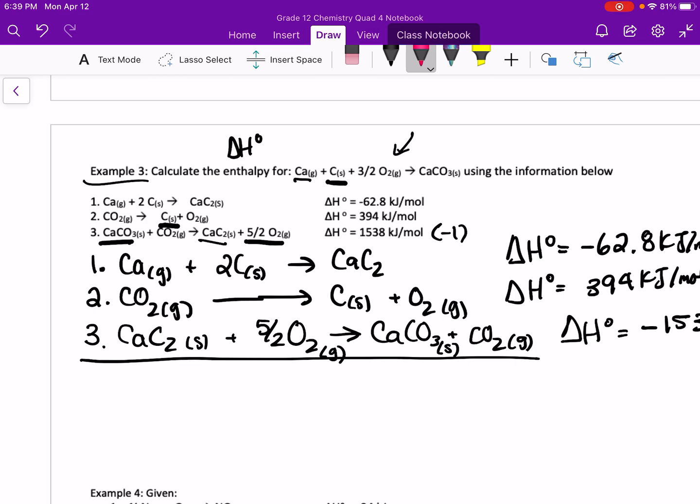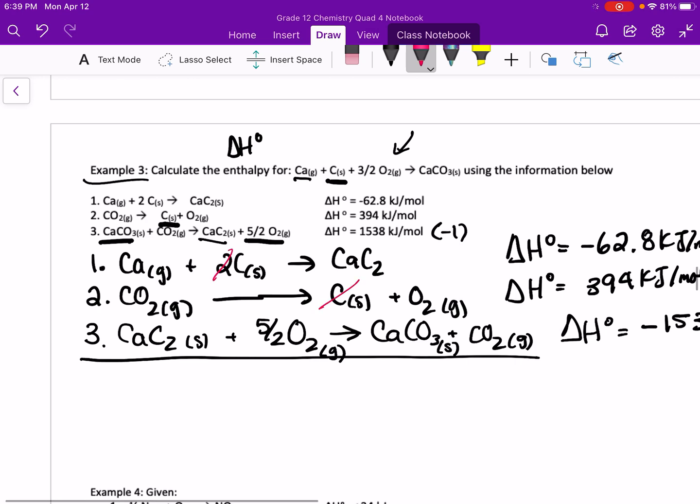All right, we're going to start crossing some things out to get to our target equation. We have crossed out our carbon so that we have just the one. We can cancel our calcium carbonate. We can also cancel our carbon dioxide. So here we have oxygen gas and 5/2 oxygen gas, and what we want to get is 3/2 oxygen gas.